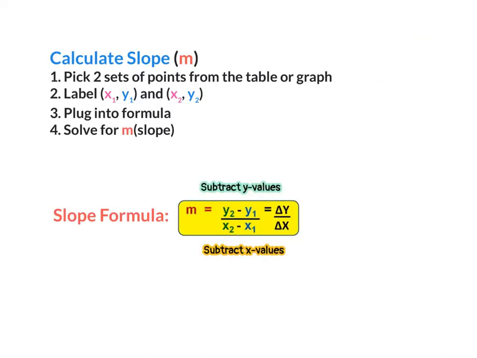To calculate slope, you're first going to pick 2 sets of points from the table or graph. Then you're going to label x sub 1, y sub 1, and x sub 2, y sub 2. Then you're going to plug it into the formula. And then you're going to solve for slope. The formula for slope is y sub 2 minus y sub 1 all over x sub 2 minus x sub 1. It's also the change in y over the change in x.